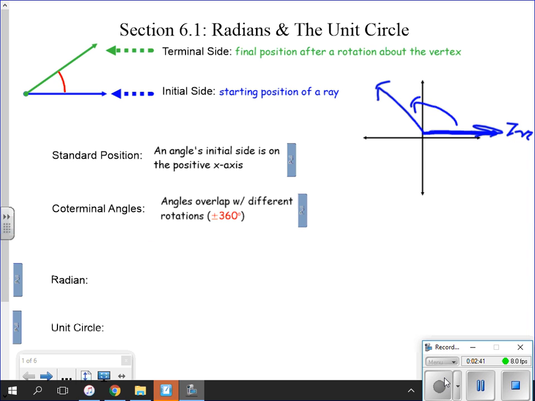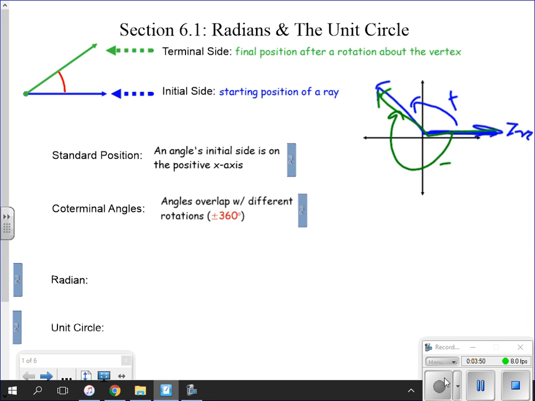Coterminal angles: angles that overlap with different rotations. In other words, I have technically an infinite number of angles that will give me the angle that I have here. Coterminal angles will end at the same place. One possibility is, instead of measuring the normal way, which we would consider our positive direction, if we go in the other direction and I draw this angle here, that would be a negative angle measurement. When you go clockwise, you get a negative angle measurement. Those are coterminal angles because they share an ending together. Their initial side and terminal side are the same. They're not the same measurement, but they are coterminal angles.